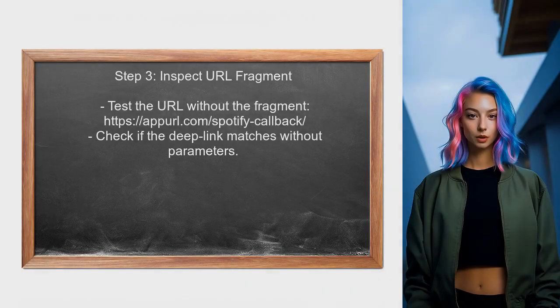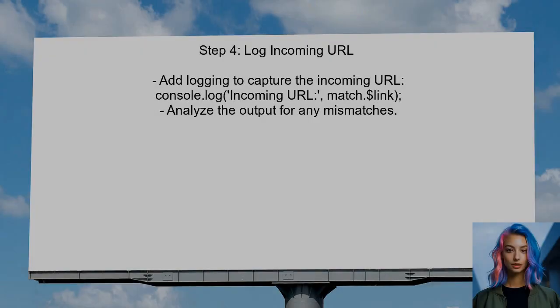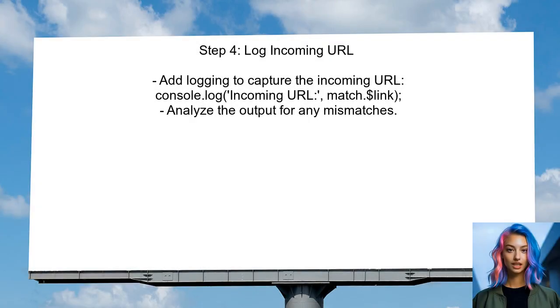The user should also inspect the fragment part of the URL. The deep linking mechanism may not handle fragments correctly, so it's important to test the URL without the fragment. If the issue persists, the user should consider logging the incoming URL to see what is being received by the application. This can help identify any discrepancies.